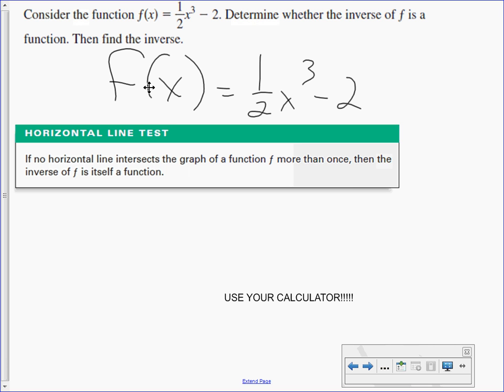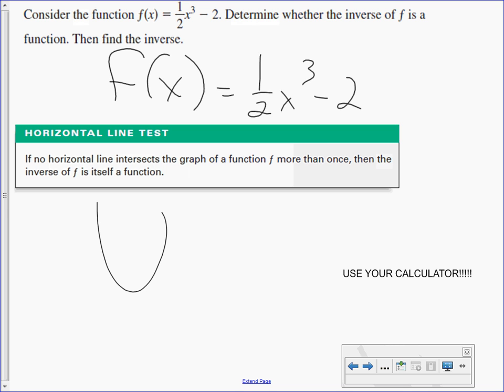Thanks, buddy. So let's think of a real easy equation or a real easy graph. What's that? That's a parabola. Is it up like a cup or down like a frown? Up like a cup. Does that pass the vertical line test?